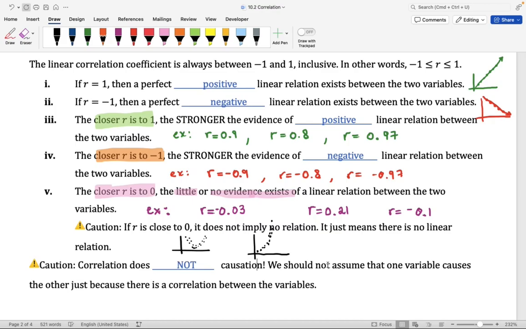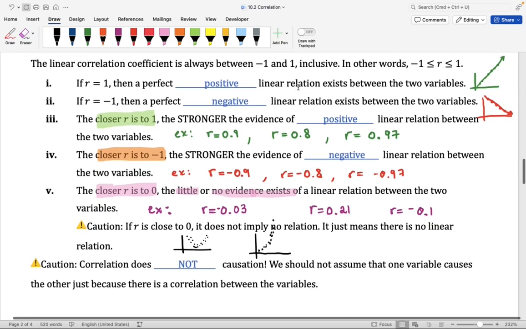What we're saying here is that we're not going to assume that one variable is causing the other just because there's a correlation between the variables. For example, if you're seeing that as your X values increase, your Y values increase, it doesn't mean that X is causing Y to increase. It might be that there's some other factors that are causing your X value and your Y value to both increase. So there's some other explanation of why we're seeing this correlation, but we do not say that one variable causes the other one to behave a certain way.